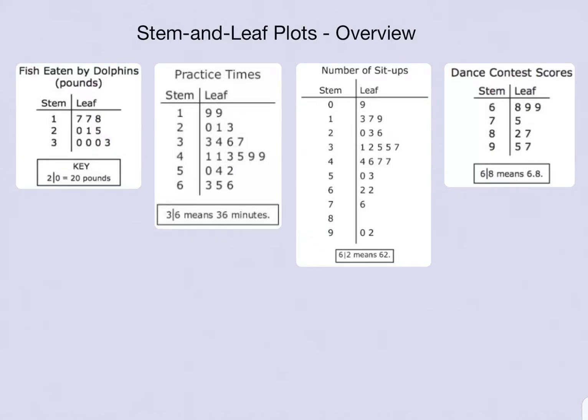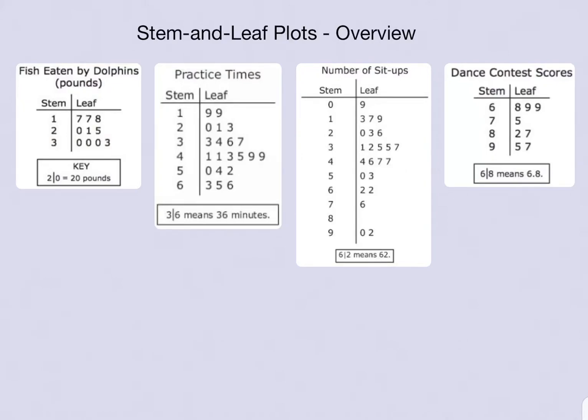Hey everyone, we're going to be looking at stem and leaf plots today. You have already watched a video that constructed a stem and leaf plot from a data set. Now we're going to be looking at stem and leaf plots that are already constructed and looking at the measures of center, the measures of spread, and how to interpret the data and evaluate statements from stem and leaf plots.